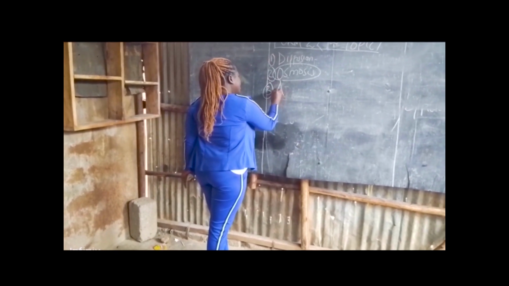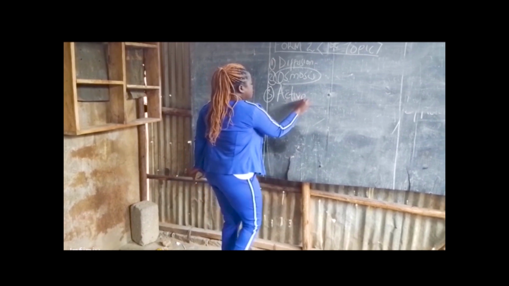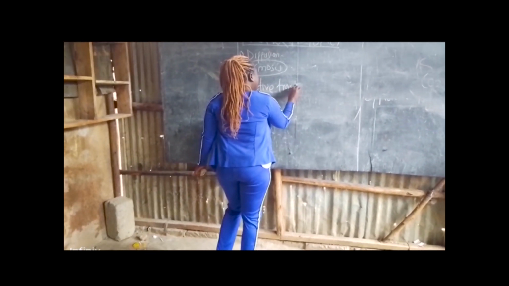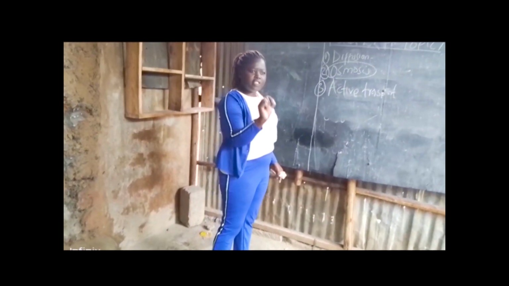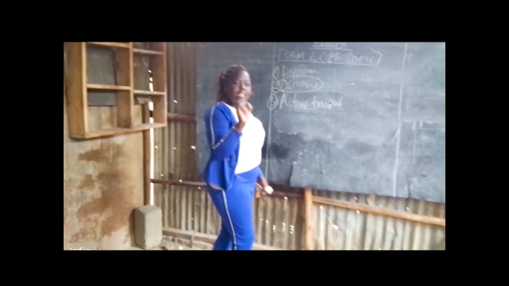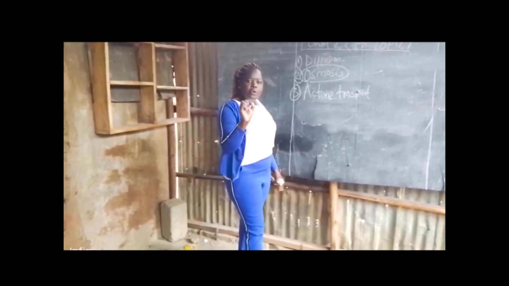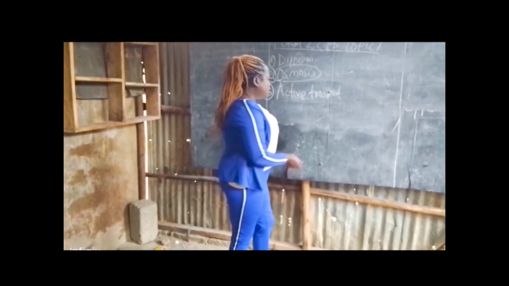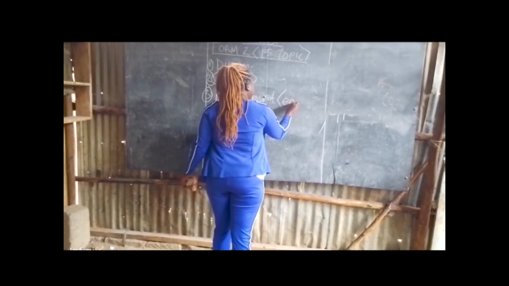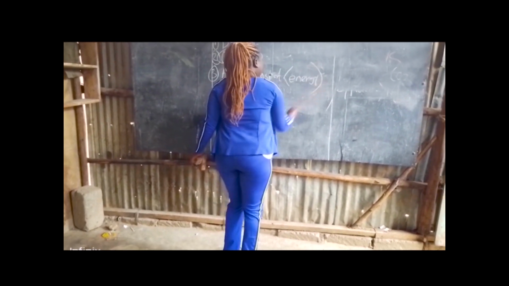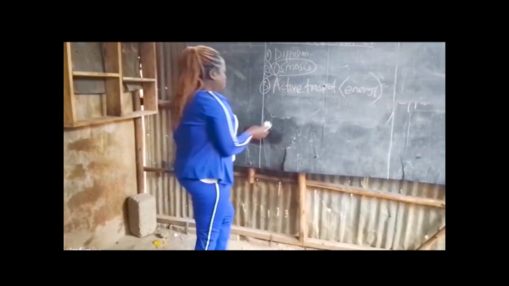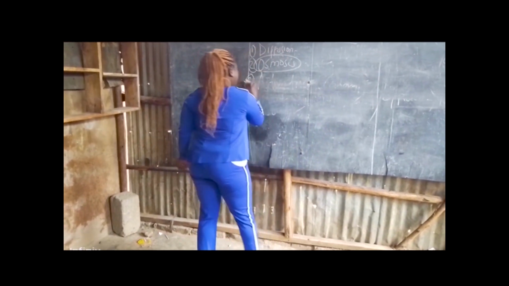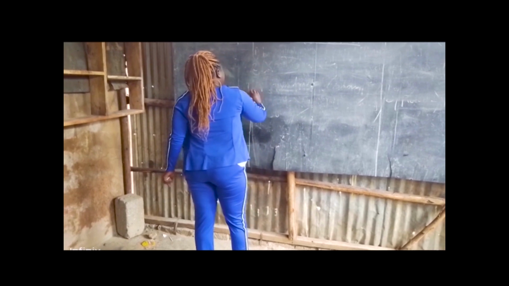Number 3, we have active transport. This is the transport that occurs from a lowly concentrated region to a highly concentrated region with the use of energy. We are going to be a bit faster.